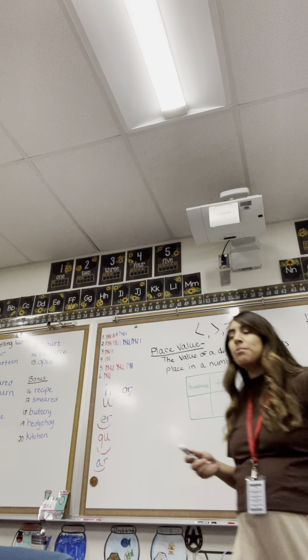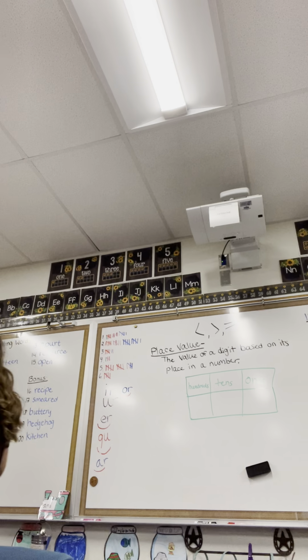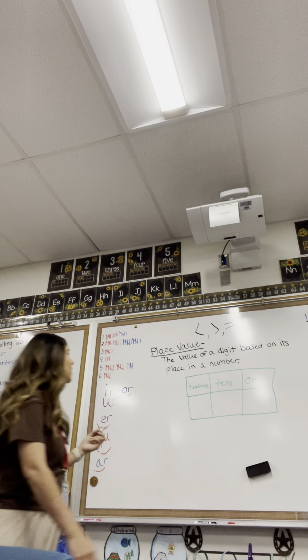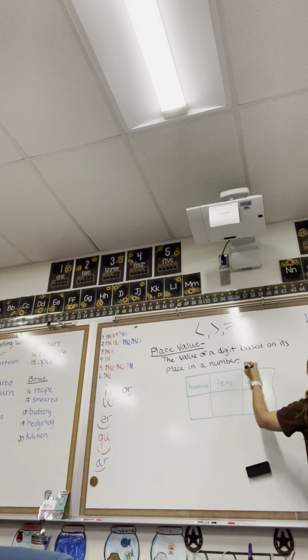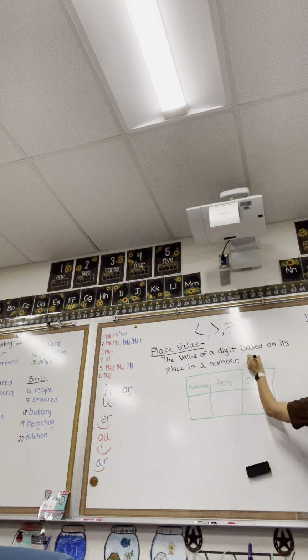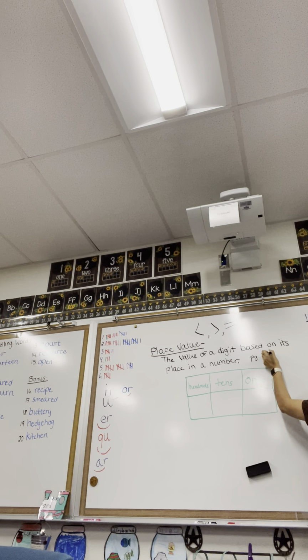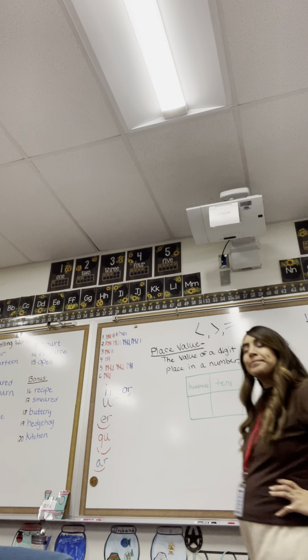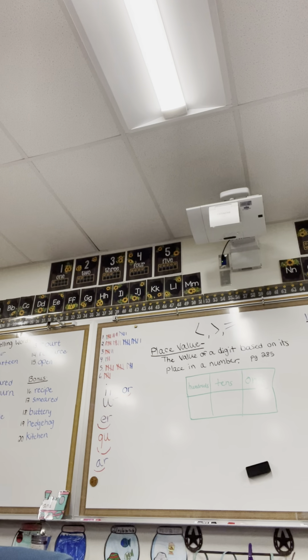And what page number is place value on, guys? What page number is it on? Kate? 285. So right next to it, I want to write page 285. Okay? When you're done writing down the definition, cross your arms, put them over your desk, so I know that we're ready to move on.